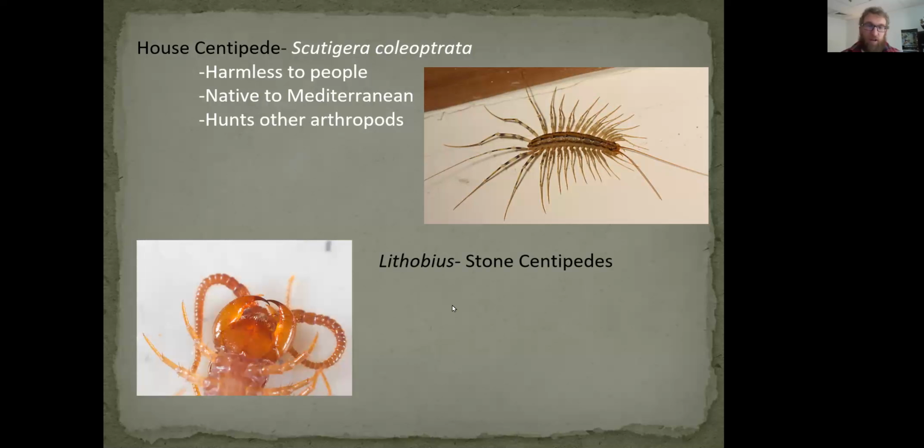And then another centipede was a Lithobius, another genus that has like 50 species in it. They've got some wicked jaws on them. I don't pick up centipedes generally when I'm out looking for insects. So I wouldn't suggest doing it either unless you want a nasty bite.